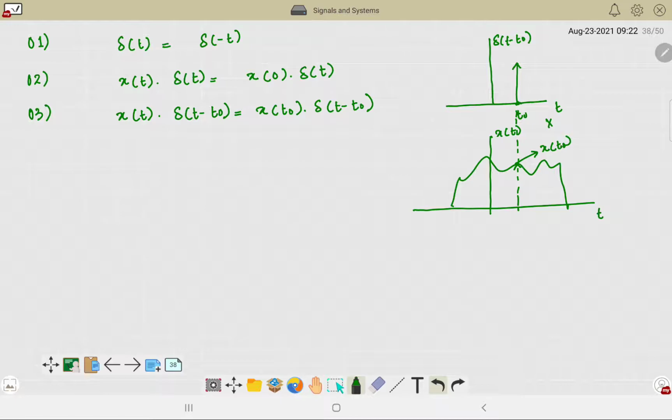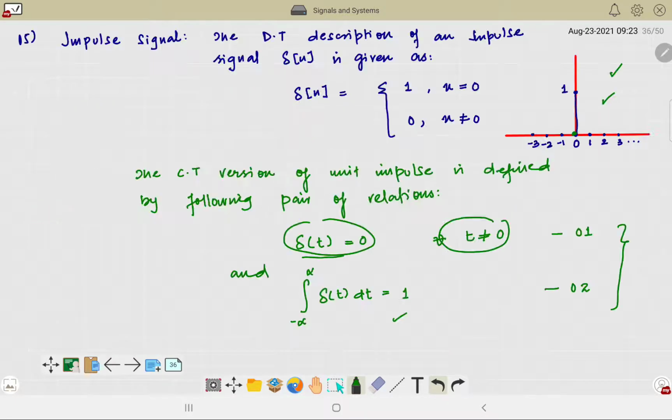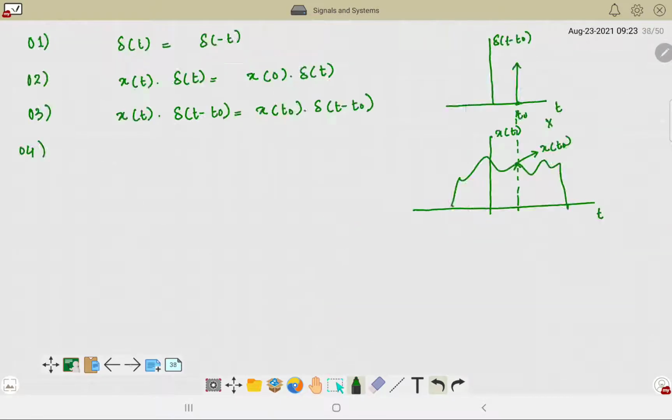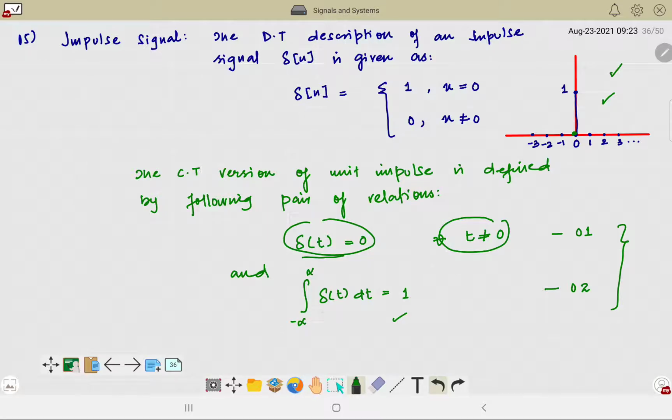Then there's a very important property which we will be using a lot. It again follows from these two definitions, and it is that if I have a signal x of t, you multiply it by delta t minus t naught, and then take the integral from minus infinity to plus infinity, it will result in x of t naught. And again, this is something which follows from this property.